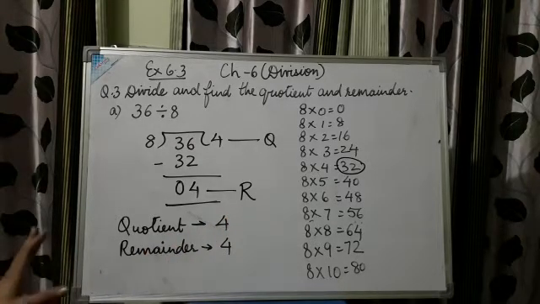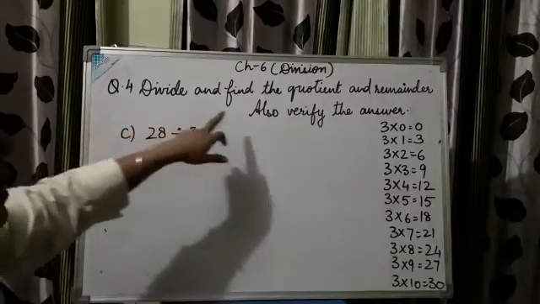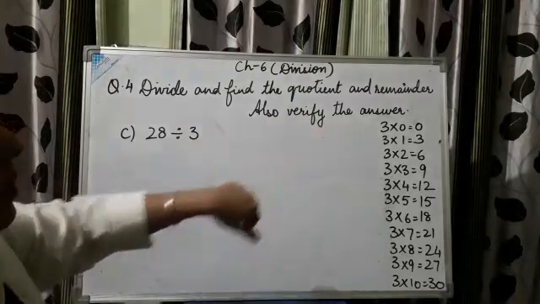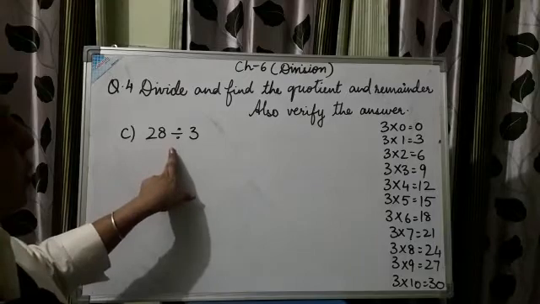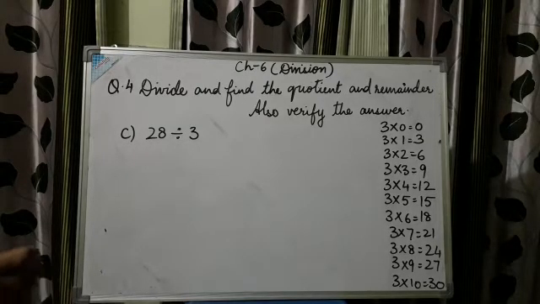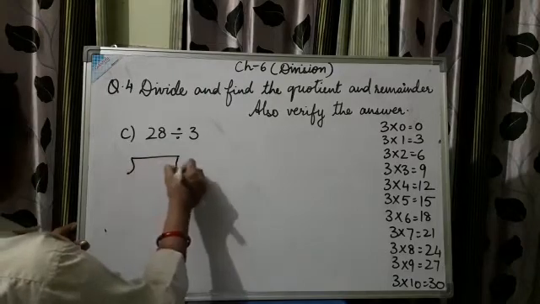This way you are going to do the sum. Let's do one more sum, coming to question number 4. Divide and find the quotient and remainder. Also verify the answer. Here we are going to solve this division question, and then after doing the division we will verify the answer, whether our quotient and remainder are correct or not. Let's see how we are going to find. First, let's do the division.